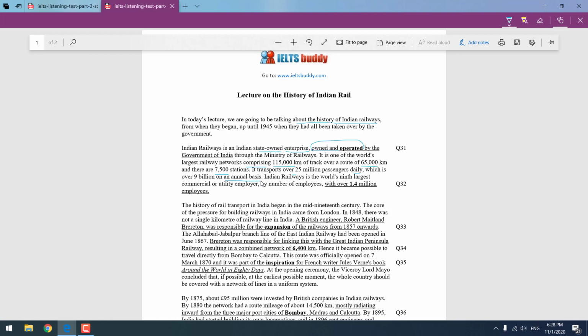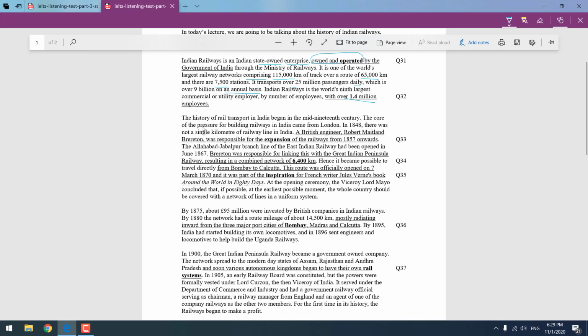The history of rail transport in India began in the mid-19th century. The core of the pressure for building railways in India came from London. Core of the pressure, that's a useful collocation again. In 1848, there was not a single kilometer of railway line in India. A British engineer, Robert Maitland Brereton, was responsible for the expansion of the railways from 1857 onwards.